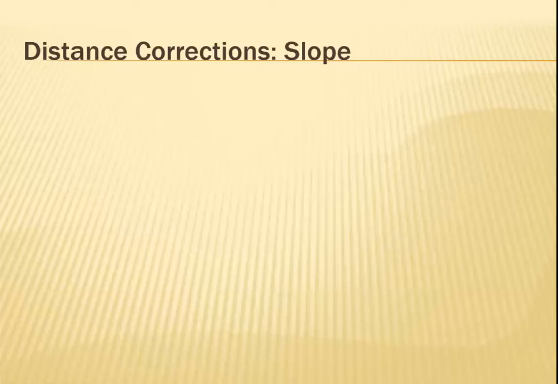We are continuing our discussion about how to make distance corrections for different factors such as incorrect tape length, temperature, and now we're going to talk about slope. In the past, we've already done a review of trigonometry and we've determined a way to find a horizontal distance if we have a slope.